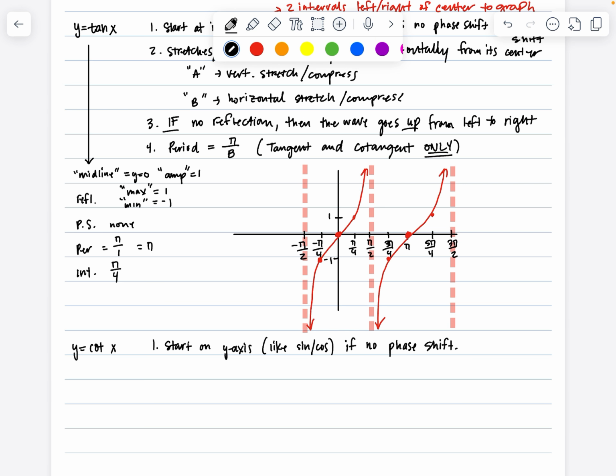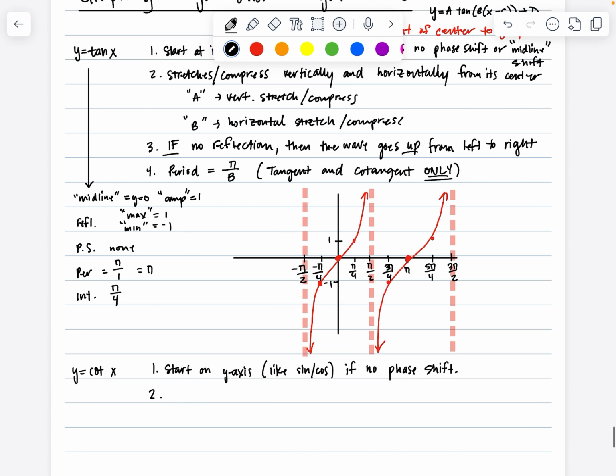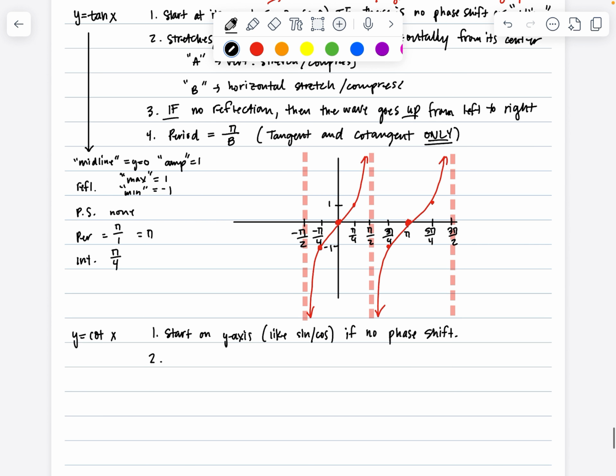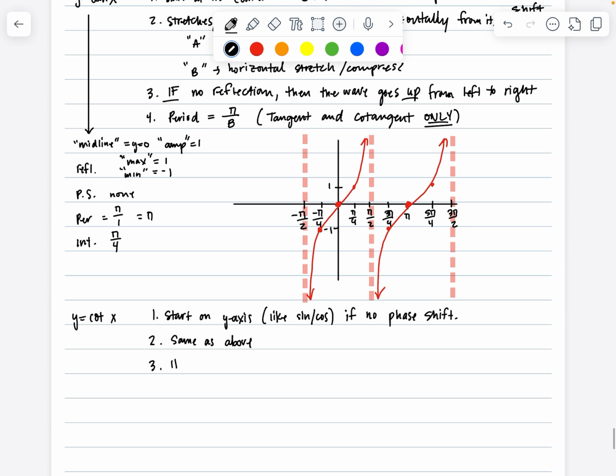Okay. Step 2. Rule still applies, stretches and compresses horizontally, vertically from for the A and the B value. So same as above. Step 3. If no reflection, it goes down from left to right.